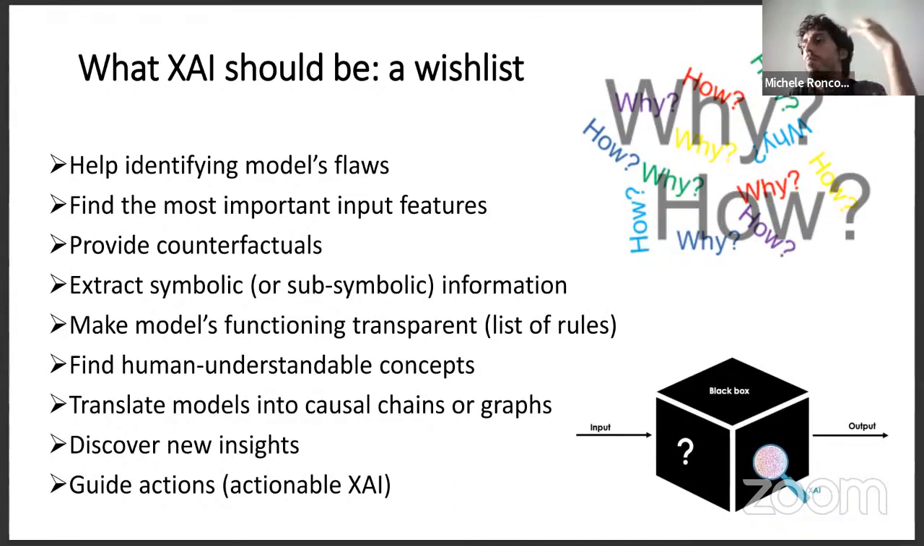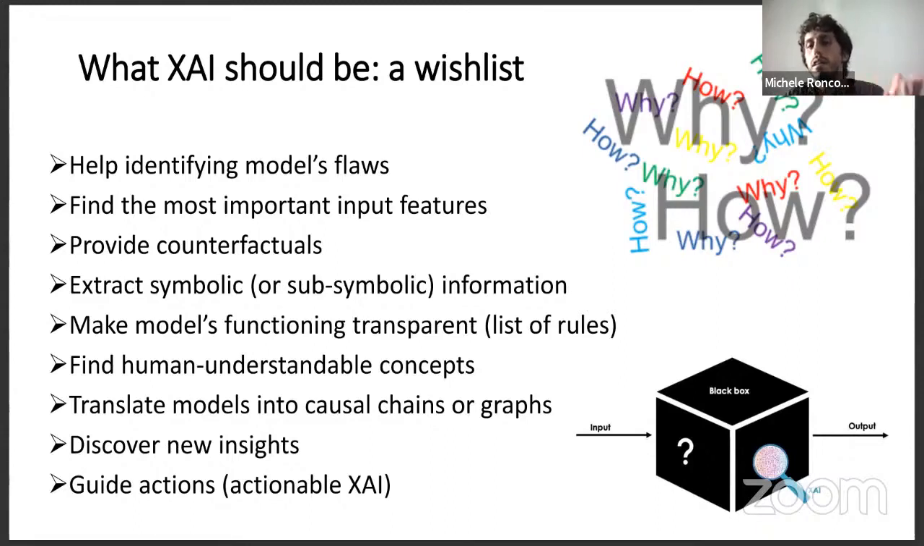So given a prediction made by the model, one way to explain why the model has made that prediction is to provide a counterfactual, so a different input for which the model makes a different prediction. Not a random one. There are ways to define which is the best counterfactual, but this way of thinking in opposition and contraposition is useful also to increase the transparency of the models.